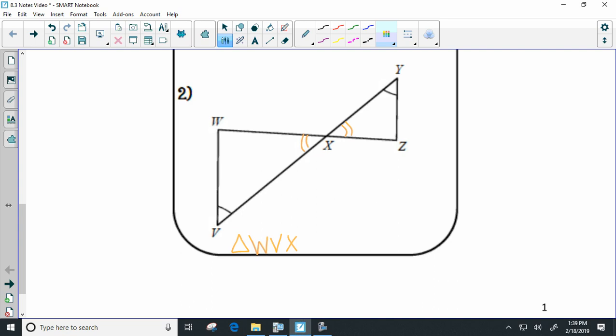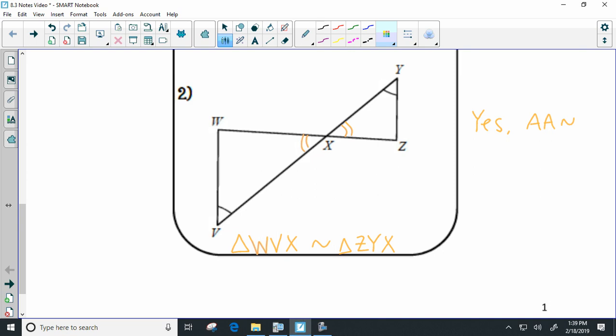So WVX is similar to the triangle. And again, I'm going to go in the same order. No marks is Z, 1 mark is Y, 2 marks is X. And because I have 2 angles of the first congruent to 2 angles of the second, then the 2 triangles, yes, are similar by the angle-angle similarity postulate. So I'm just looking for 2 angles of one to be congruent to 2 angles of another.